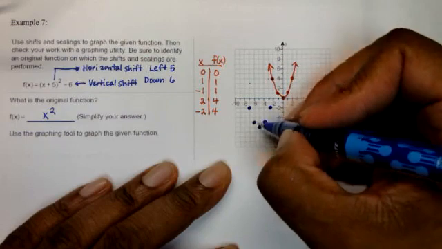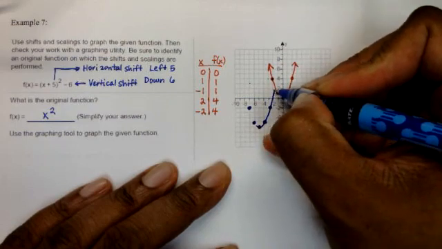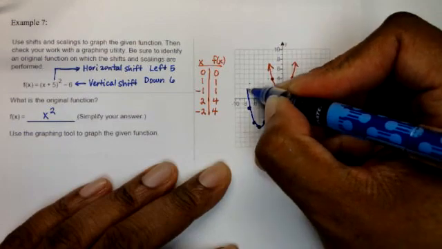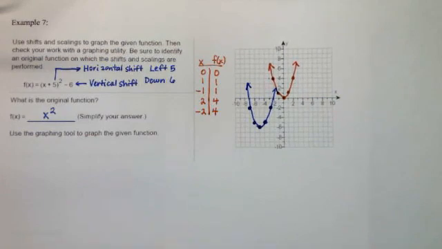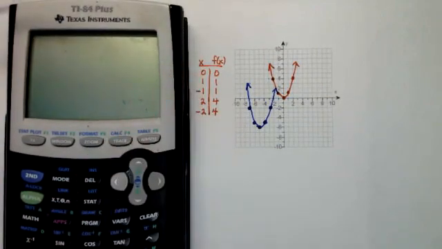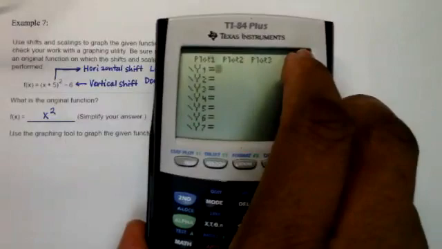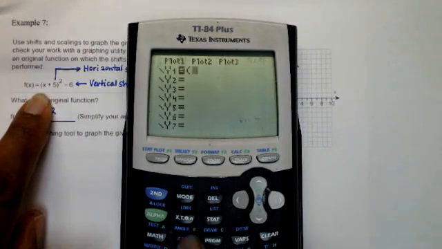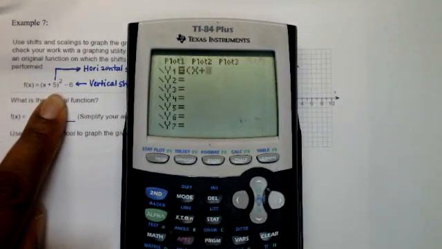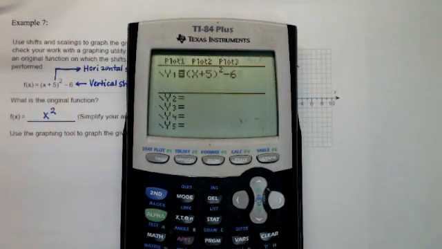So this is what the graph of f of x equal to (x plus 5) quantity squared minus 6 would look like. That's the graph. And we can verify that by typing it into our graphing calculator. So in this case, I'm going to go to y equals, clear this out. All right, so we're going to enter this function. We'll do left parenthesis, get your x plus 5, close parenthesis, hit x squared to square it, minus 6.